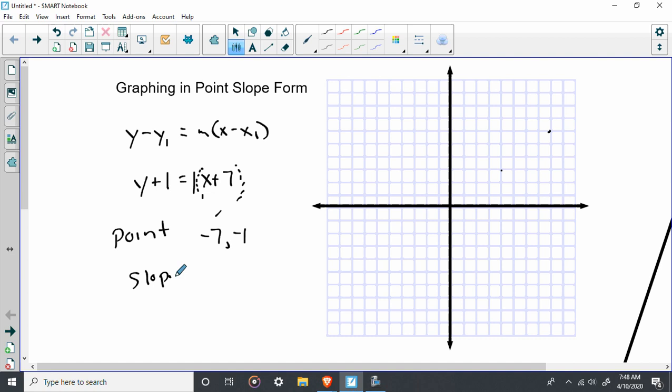Again, it's 1. We don't write it, because multiplying 1 times anything just gives you itself, so it's kind of silly. So if you see one where it's just y plus 1 is equal to x plus 7, your slope is 1. So where are we going? We're going 1, 2, 3, 4, 5, 6, 7, 1, and then your slope from there is going to be 1. So your slope of 1, you guys should all be very familiar with, right?